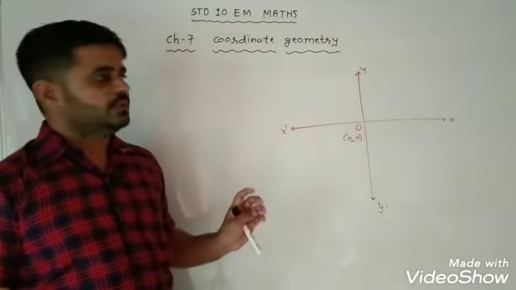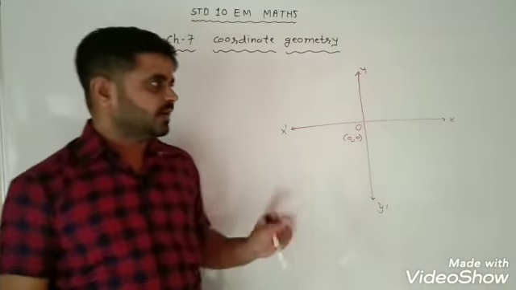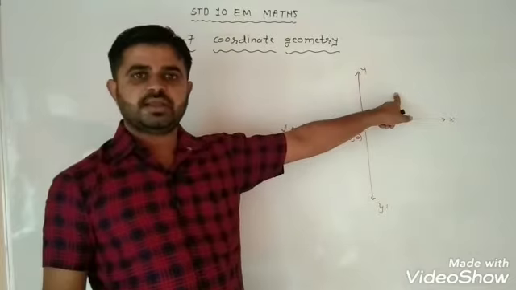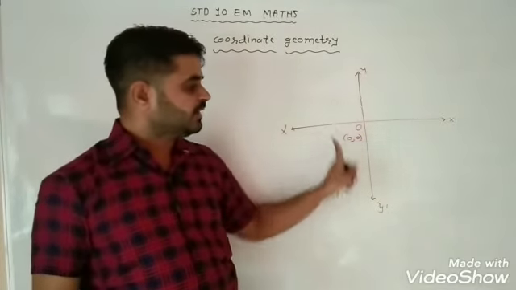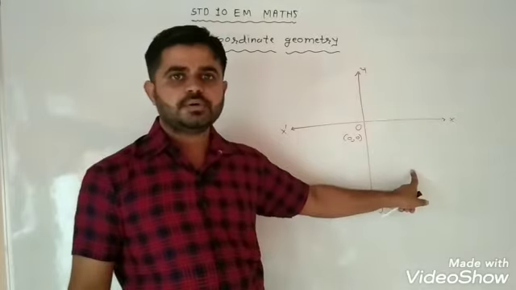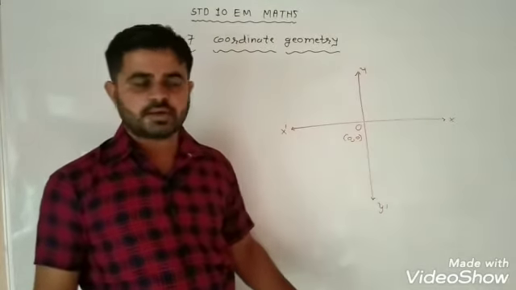Okay. Now there are 4 quadrants available. First we have to take the quadrants in anti-clockwise order: first quadrant, second quadrant, third quadrant and fourth quadrant.